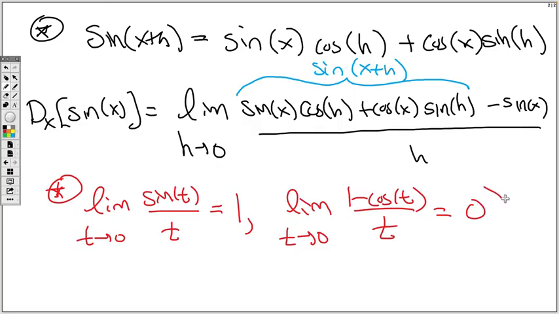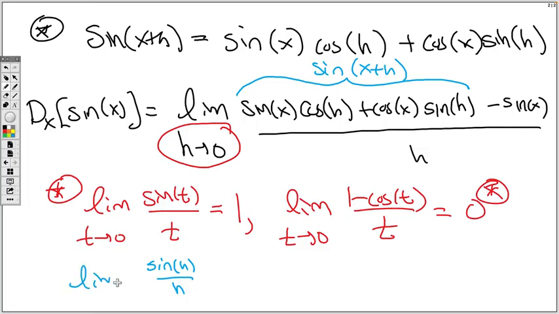That goes to 0. So the challenge here is I've got this now broken up into factors with cosine h's and sine h's. h is the thing that's going to 0. So what I'm looking for here is to get sine of h over h, because I know that would go to 1, and I know this goes to 0.